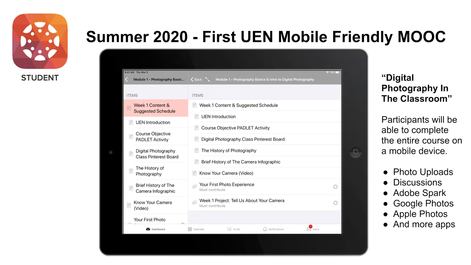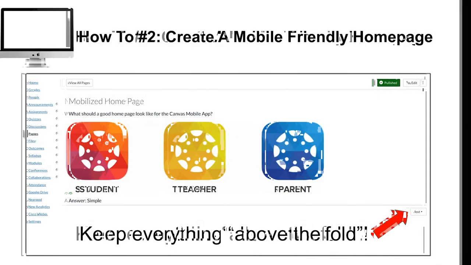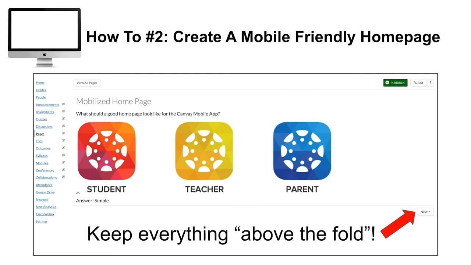So the second one I want to point out is how to create a mobile-friendly homepage. The one piece of advice I have here is to not use too many pictures and to keep everything above the fold. In the old days, in the 1920s or 30s, you'd see a newspaper and the important information was above the fold. So in Canvas, make sure everything is up above that line before you get to the next button when you put your pages into modules, and then it'll be easier for people to move through. With your homepage, just one simple picture is a good place to start.